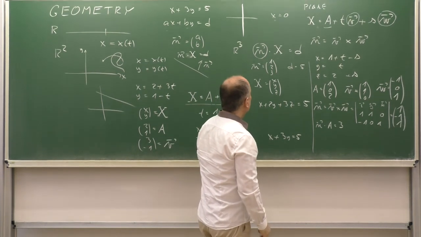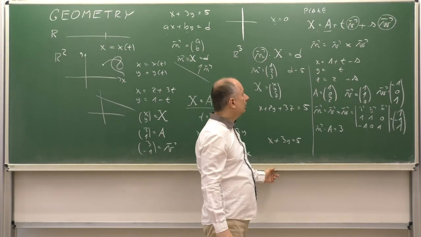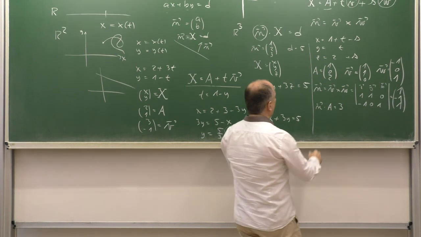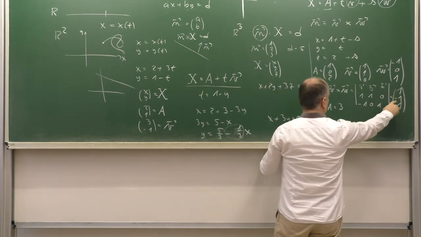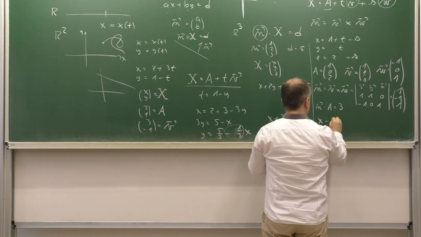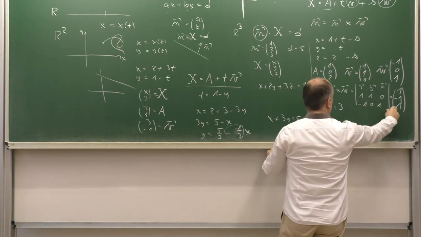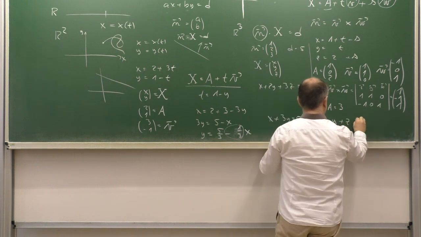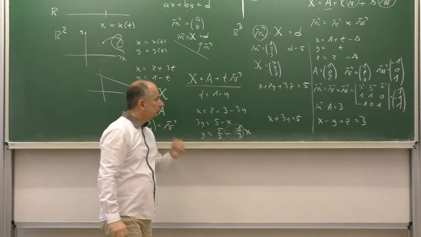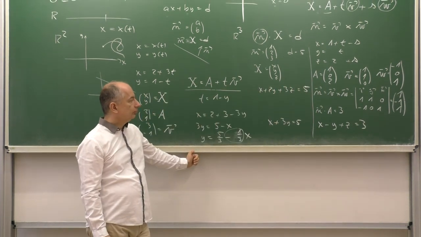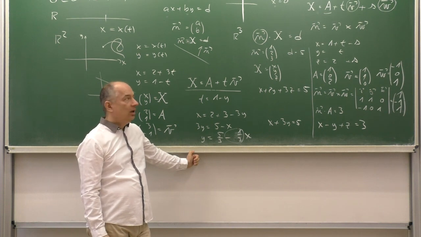Well, at this point we can write the general equation of this plane, namely 1 times x minus 1 times y plus 1 times z is equal to 3. In this way, we can convert the parametric equations of a plane into the general equation of the plane.